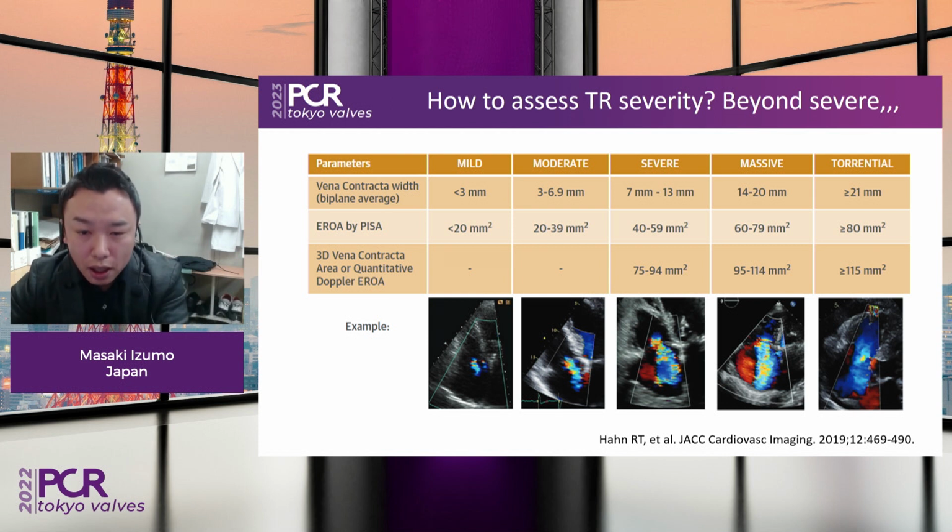Dr. Hahn and colleagues present a new quantitative assessment of TR severity. Three main echo parameters are used, and I would like to discuss two parameters, vena contracta width and 3D vena contracta area, in this talk.